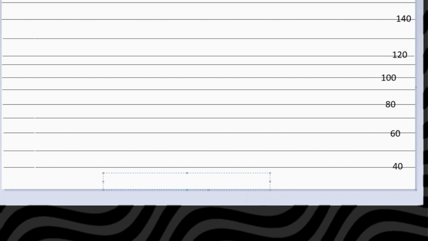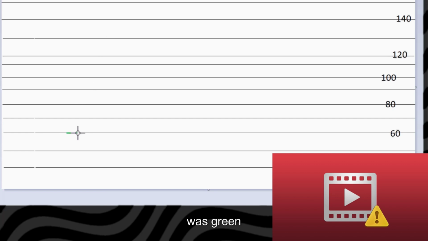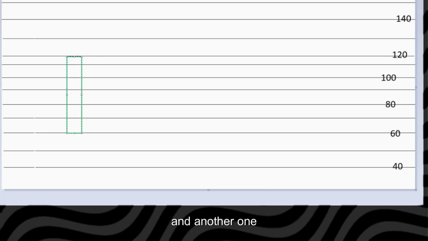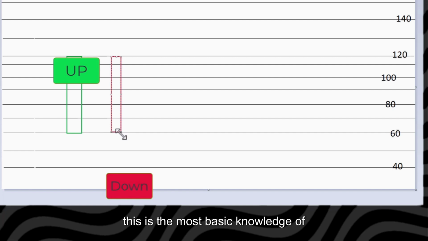Yesterday we saw two types of candlesticks. One was green when the price was going up, and another one was red when the price was going down. This is the most basic knowledge of trading.